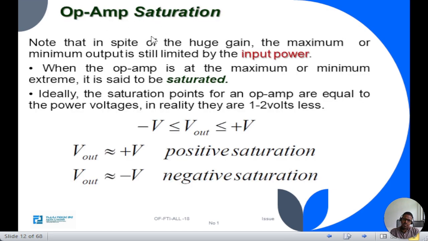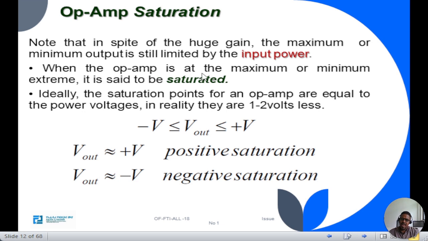A push-pull class A amplifier is typically used for the output voltage. So at what point does the op-amp saturate? When you give a small signal at the input, the op-amp amplifies it. So how do we control that, or at what range does the op-amp saturate? Note that in spite of the huge gain, the maximum or minimum output is still limited by the supply, that is, by the applied voltage.